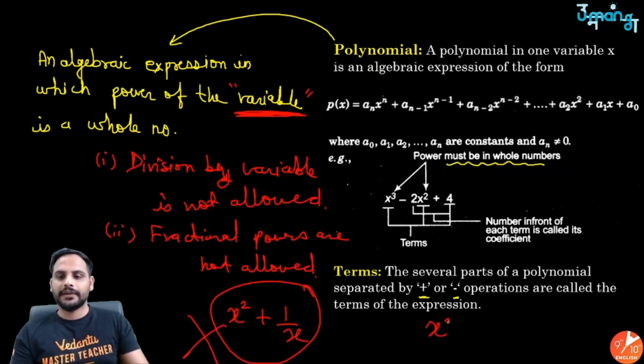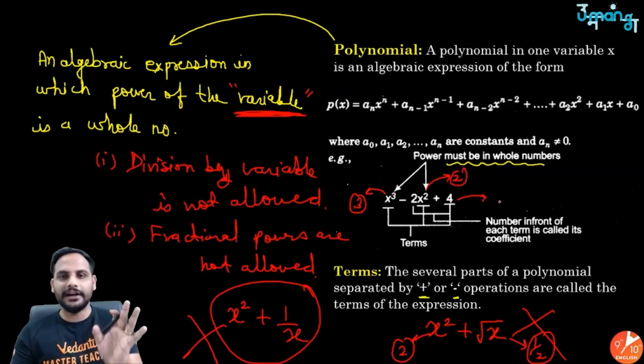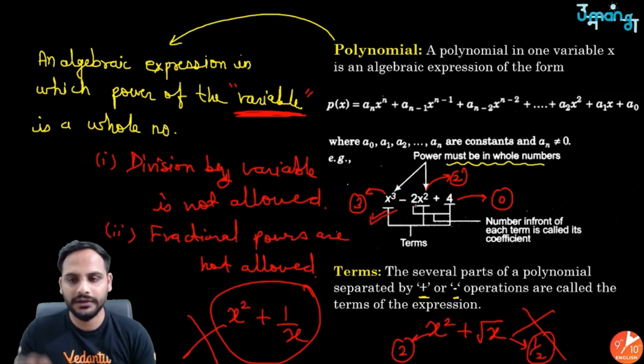Same way, x square plus square root of x. Is it a polynomial? Here the power of x is 2, and the power of x inside the square root is half. Half is not a whole number, so this is also not a polynomial. This other part is a polynomial because the power of x is 3, and the power of x here is 2. Remember, whenever there is a constant number, the power of the variable is 0. So 0, 2, 3 are all whole numbers, and it is a polynomial.